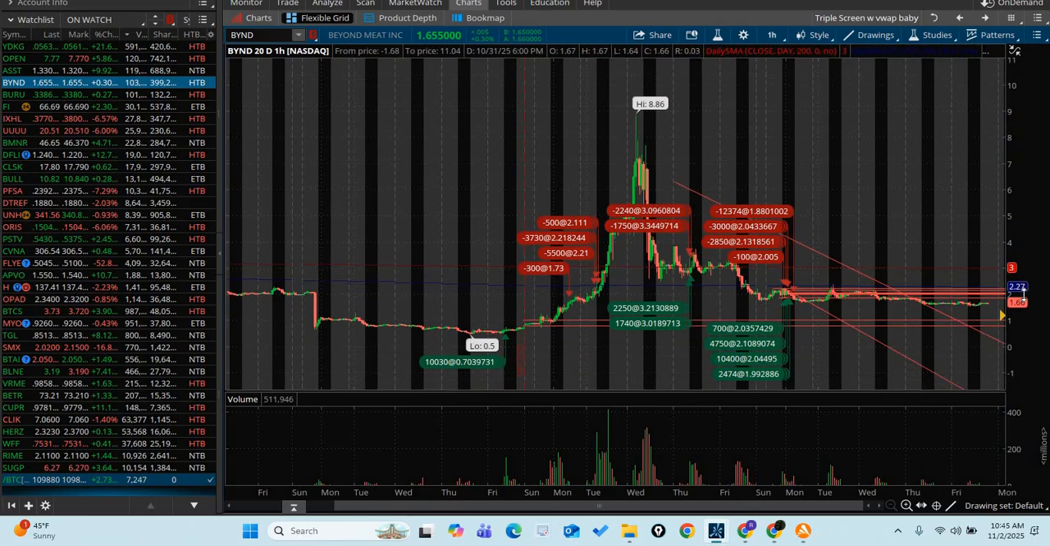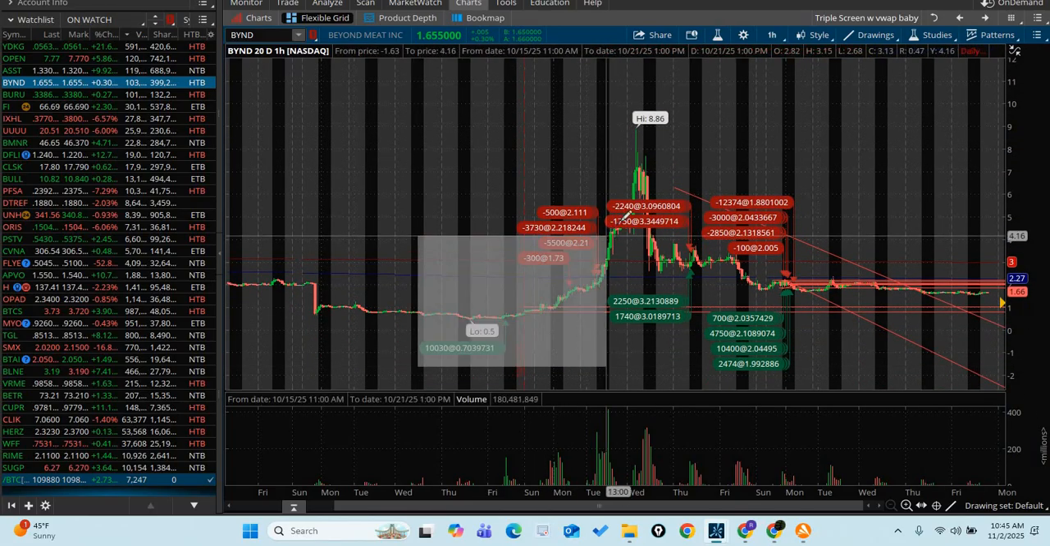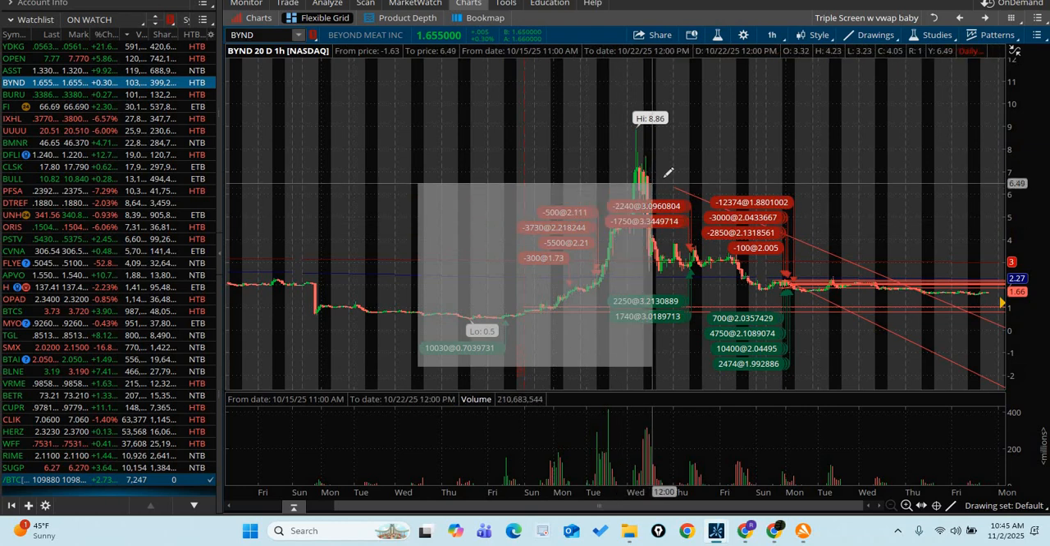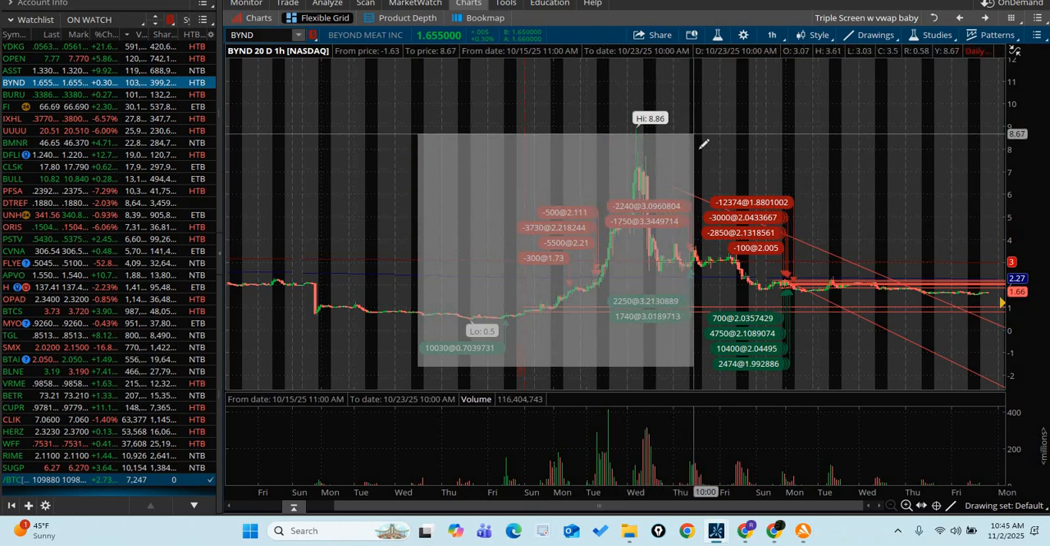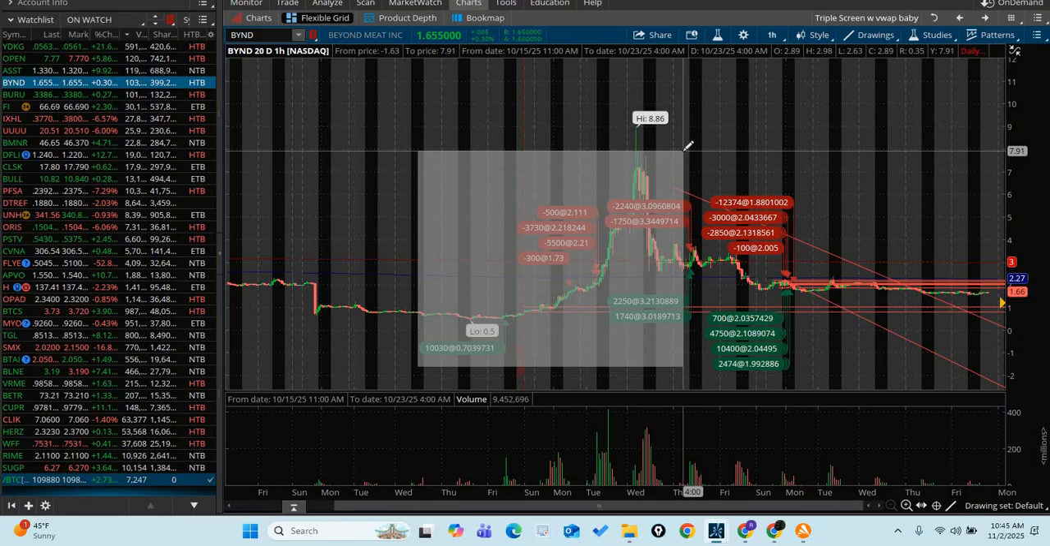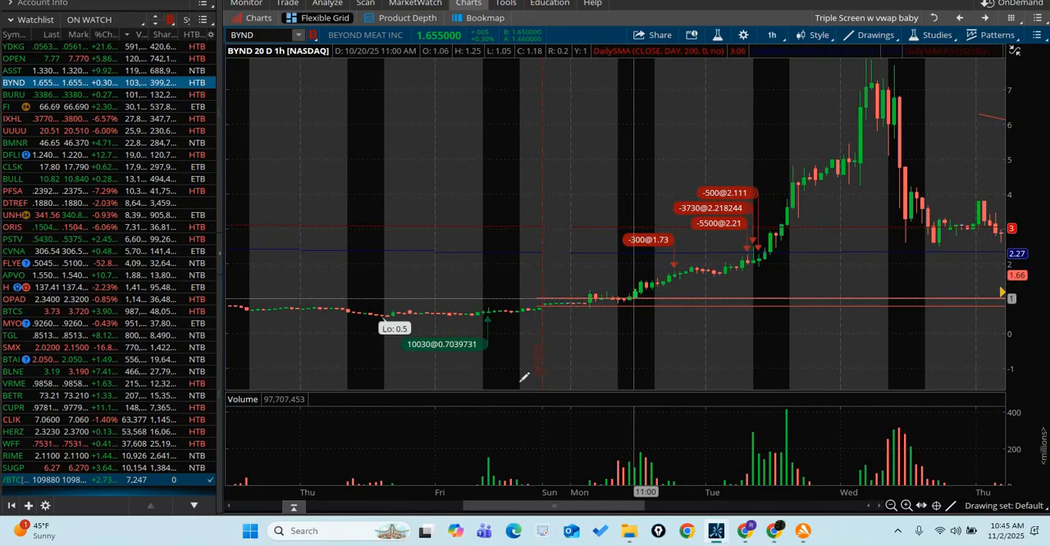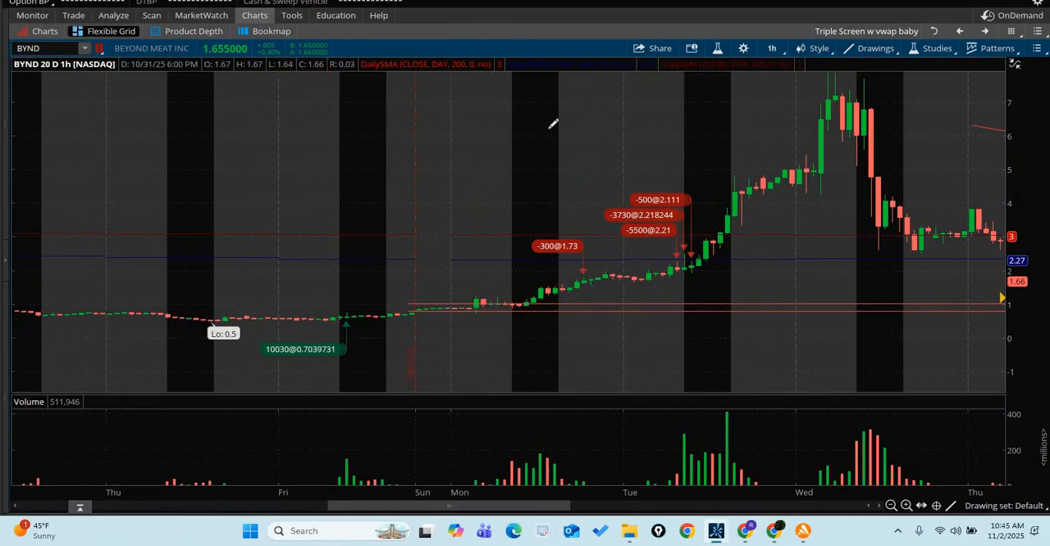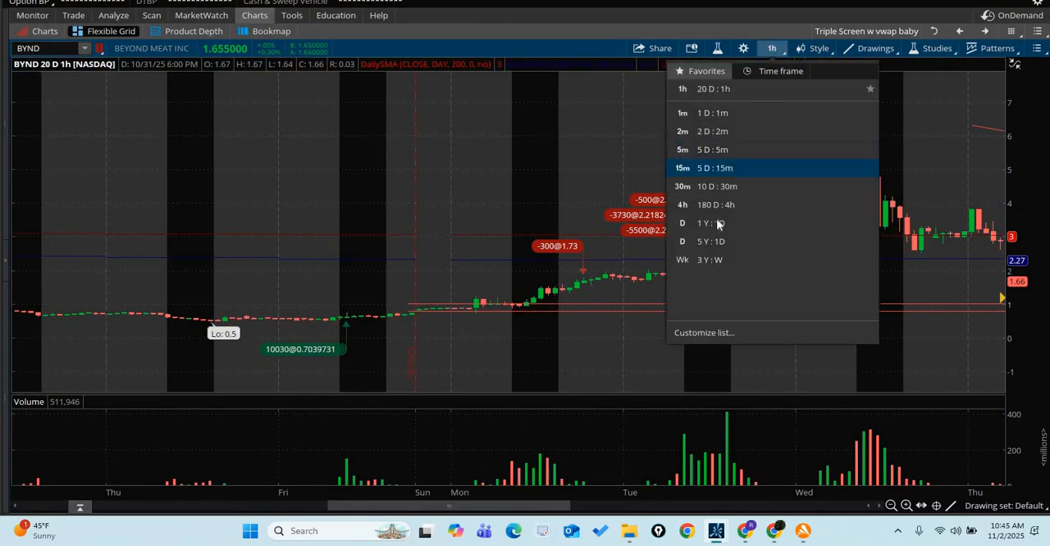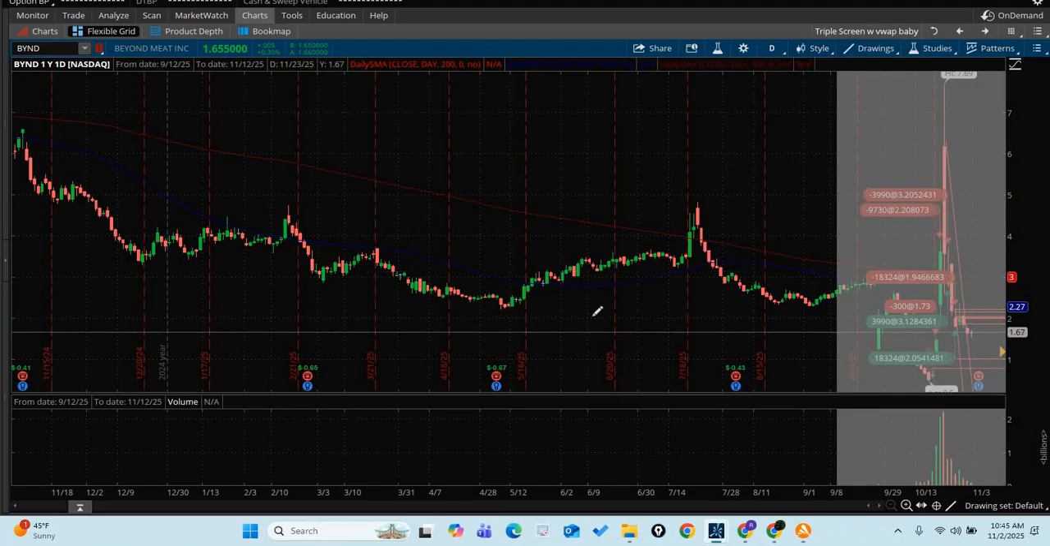Okay, there's the entry right here. I didn't get these highs, you guys. I did not get these highs. But if I show you guys the trend break on this, I know I don't have the line, but let me show you the trend break on this.